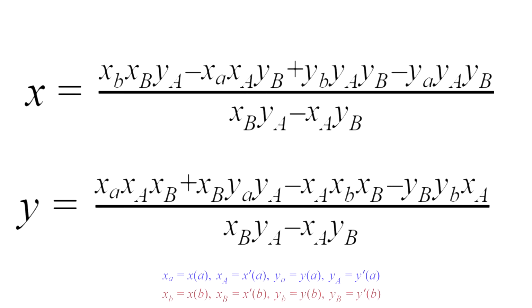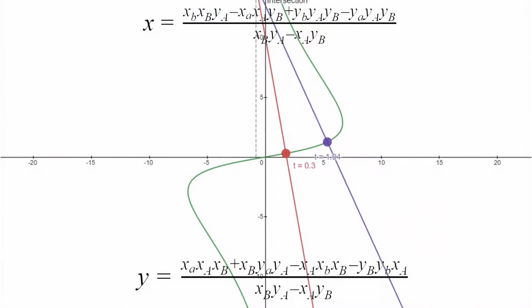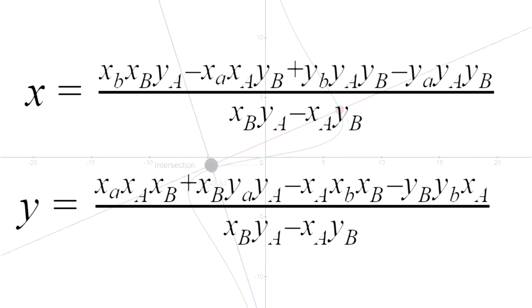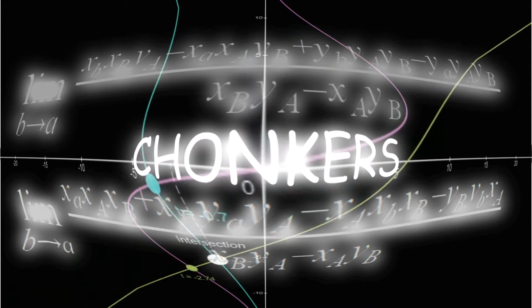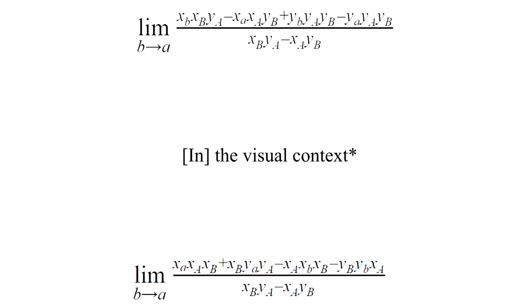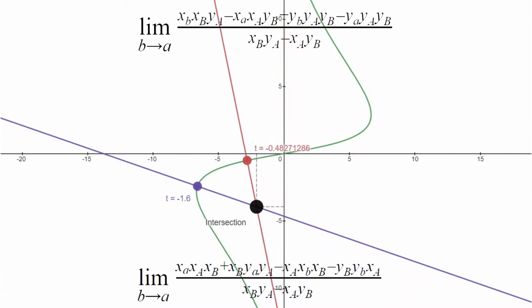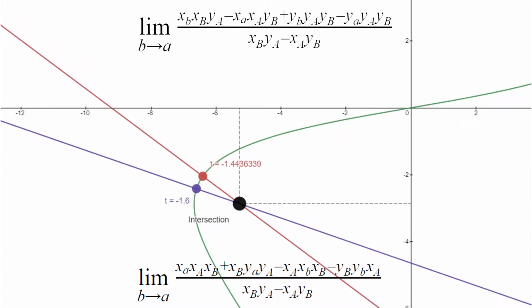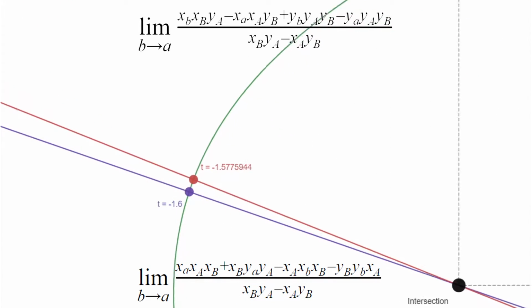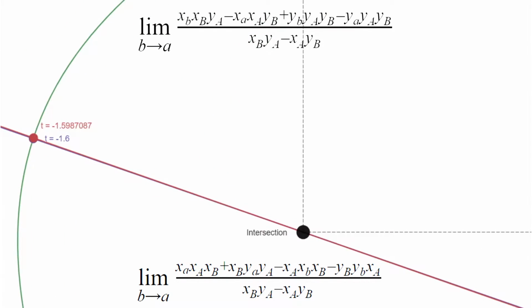In the last episode, we diligently toiled for these two chunker expressions right here, where these big boys locate the intersection of two normal lines from a parameter. Going back to where we left off, we now have to take the limit of these two chunkers as the variable b approaches a. In the visual context of this scenario, taking the limit as b approaches a allows the two normal lines to converge as to appear that the lines seemingly coincide. Since they are still not the same line, they still should intersect at some point.